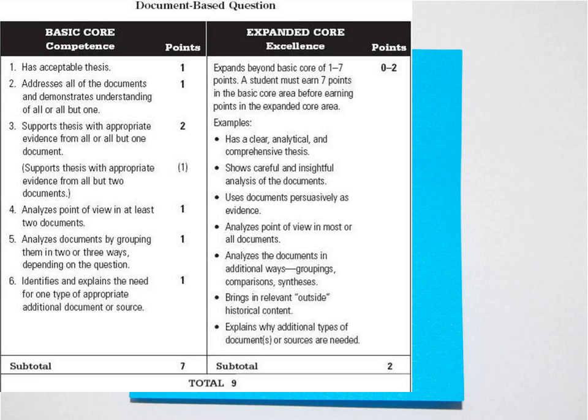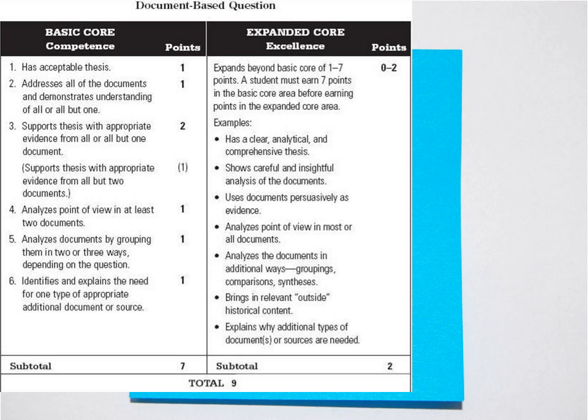So you have your basic core and your expanded core. You want to focus on the basic core and hit all 6 or 7 points before you can even think about getting into expanded core. So basic core includes 1 point for an acceptable thesis. You also get a point for addressing all the documents and demonstrating understanding of all but one. So you can only kind of screw up on one document, but you need to be using all documents.